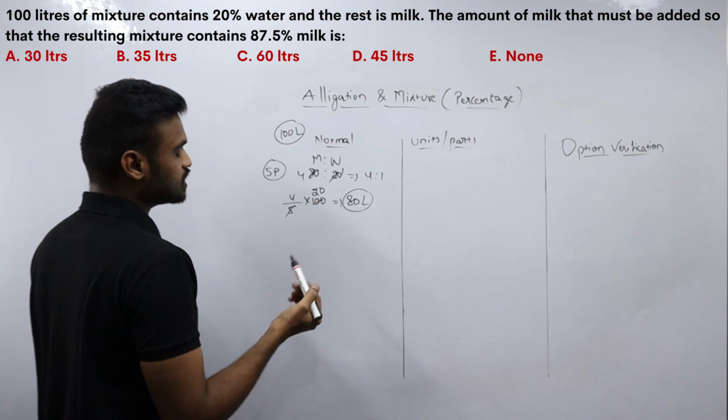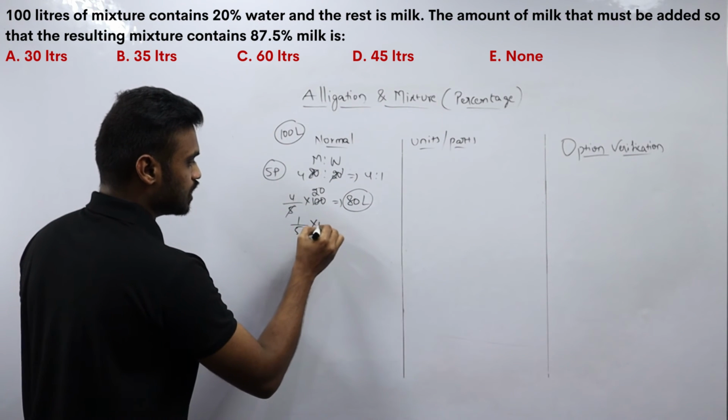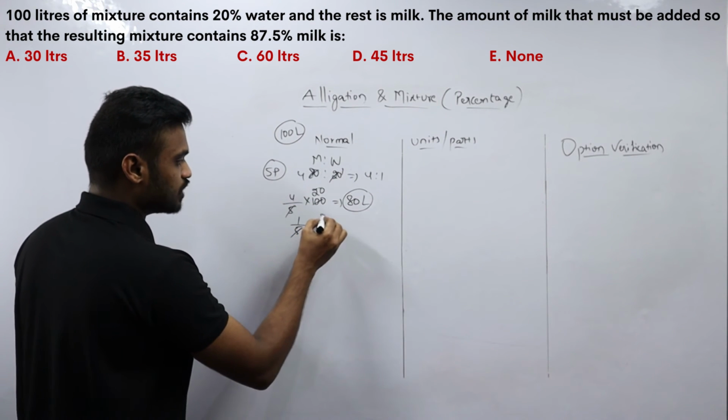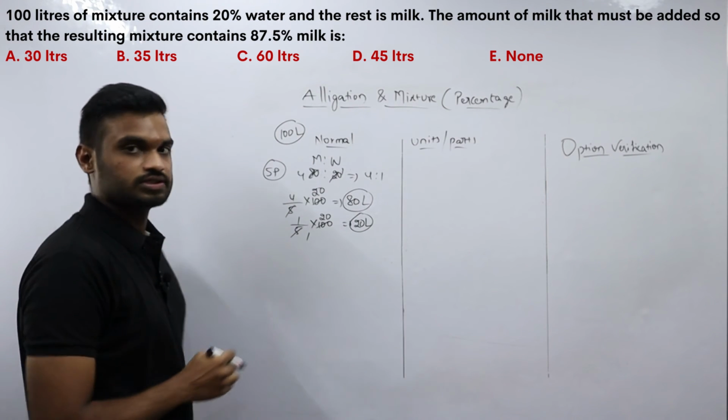In the same way, what is the quantity of water? That is, out of 5 parts, water quantity is 1 part into 100. So we will get 5 twenties are 100. So 20 liters of water in this 100 liters.